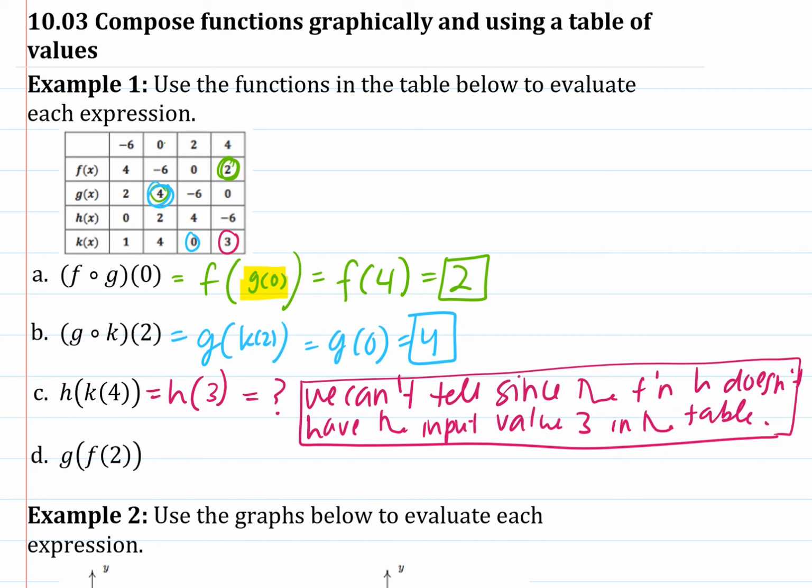Let's see if we can evaluate g of f of 2. Well, f of 2 is 0. I would definitely encourage you to show this quick line of thinking to help someone follow your thoughts. And g of 0, a popular one, is 4.